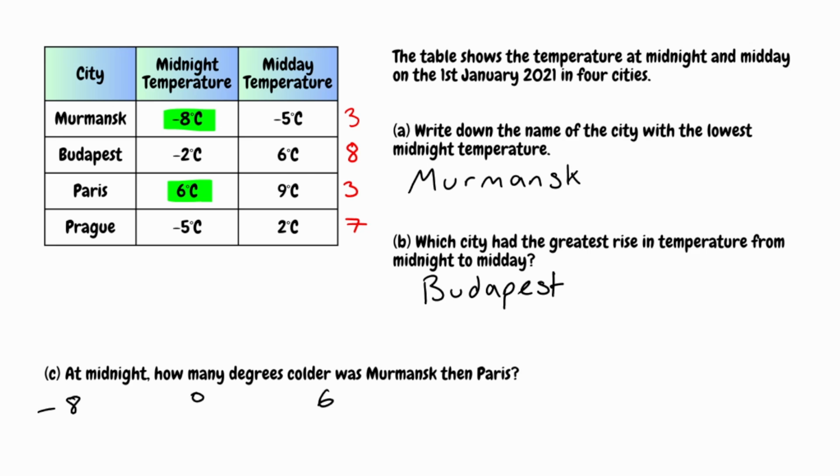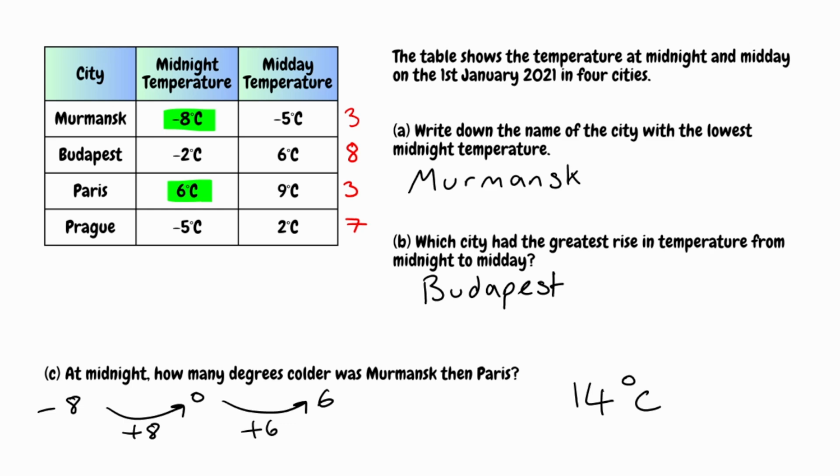We want to find the difference between -8 and 6. Well, I can go from -8 to 0 by adding 8. And then I can go from 0 to 6 by adding 6. So adding those two numbers together, 8 add 6 is 14. So the difference in temperature there would have been 14 degrees Celsius.